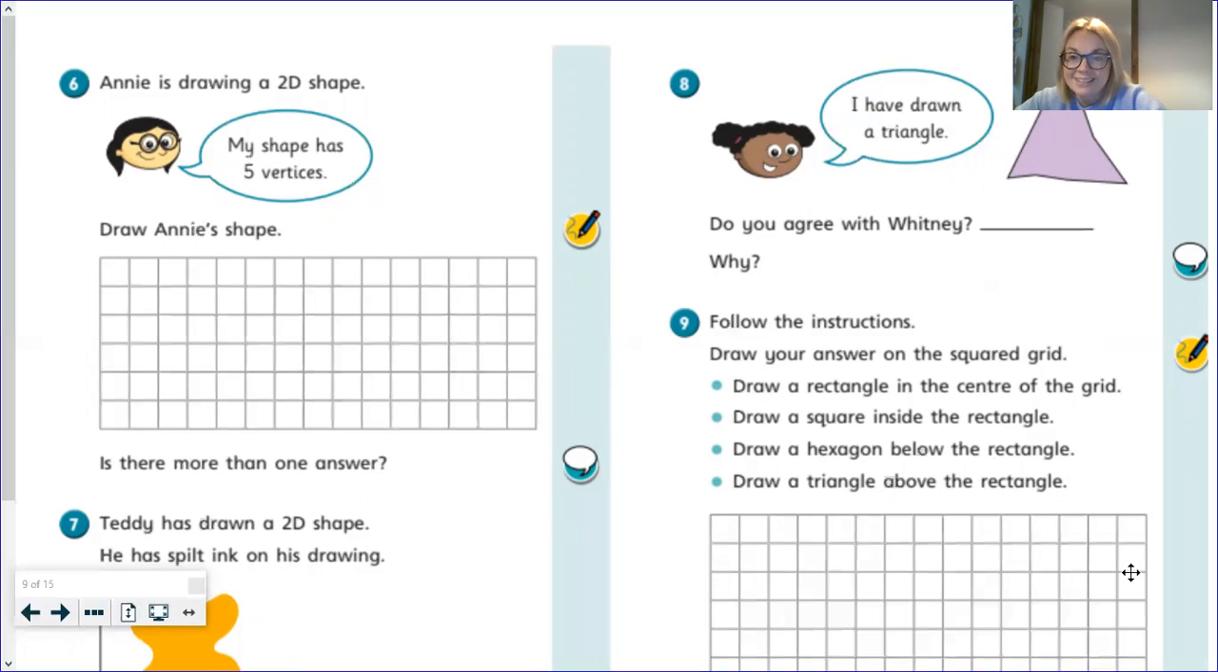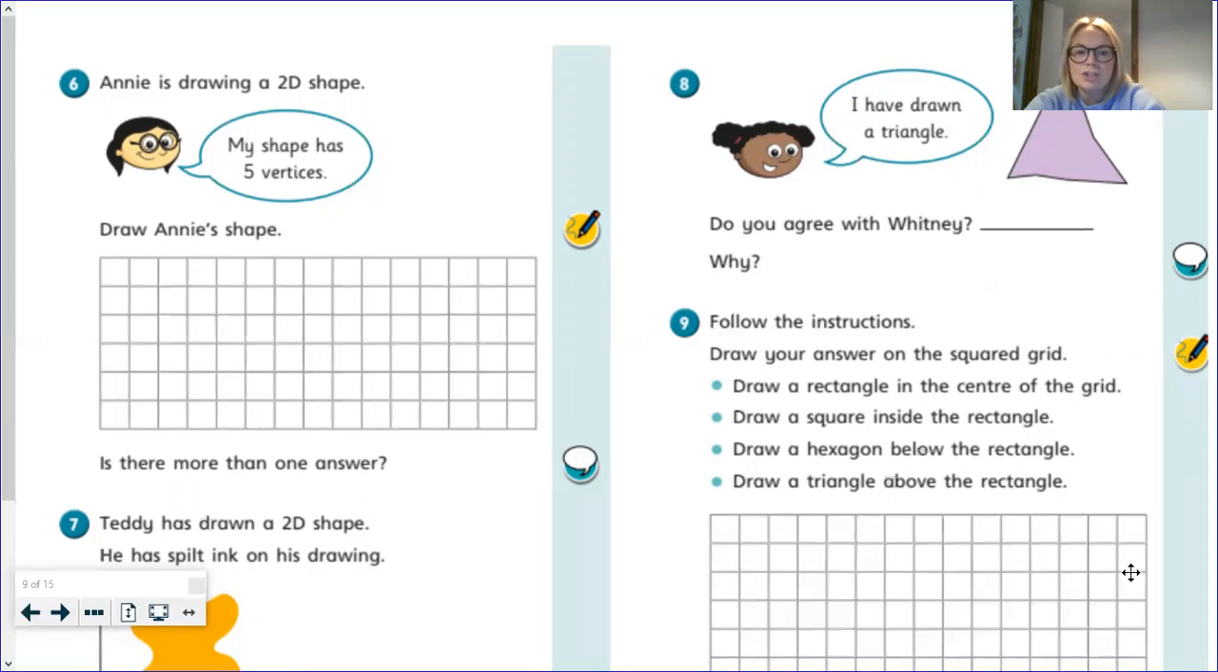So a vertice is the mathematical word for a corner or a point. So a triangle has got 1, 2, 3 vertices. You might be used to calling them corners. So Annie's shape has got 5 vertices. She'd like you to draw the shape that she could be thinking of. So use your ruler to draw a shape that's got 5 vertices, and it says, is there more than one answer? Maybe you could draw some different examples. Have a little think about that one.